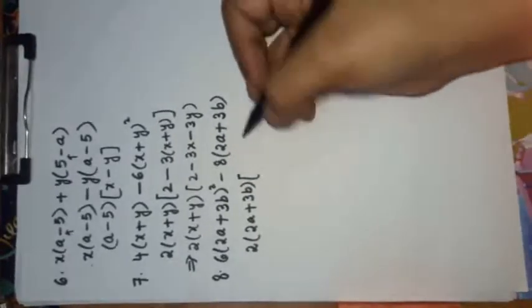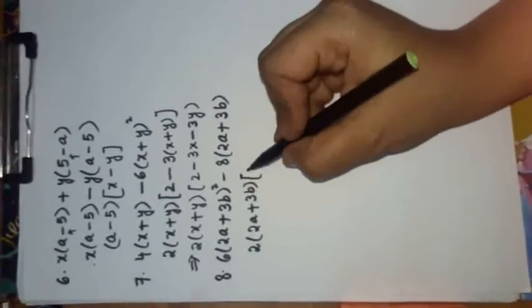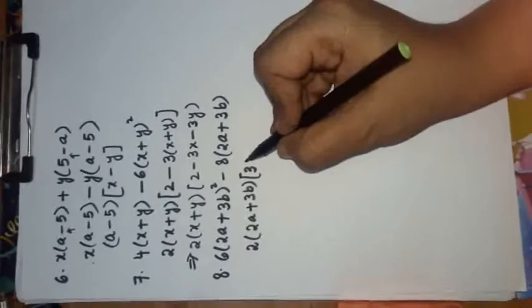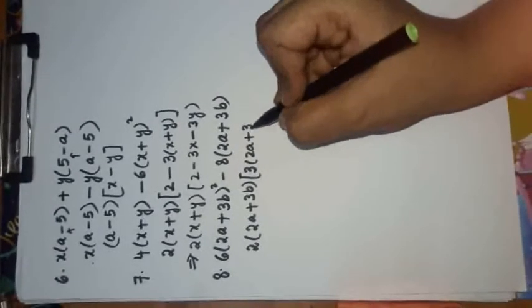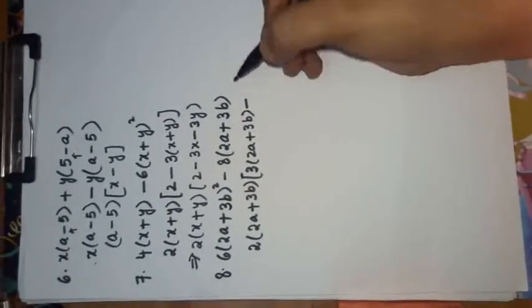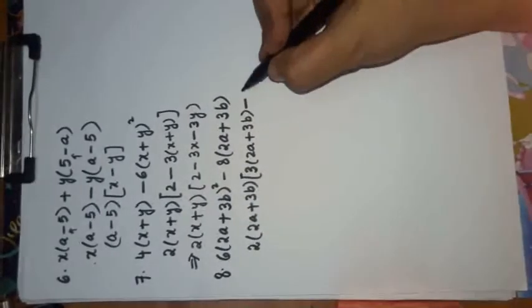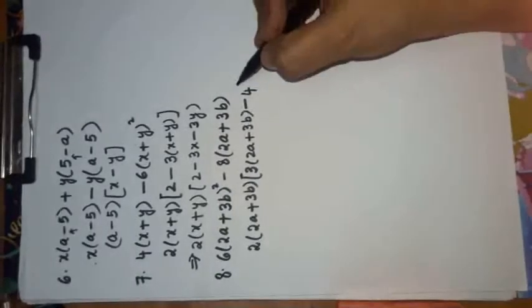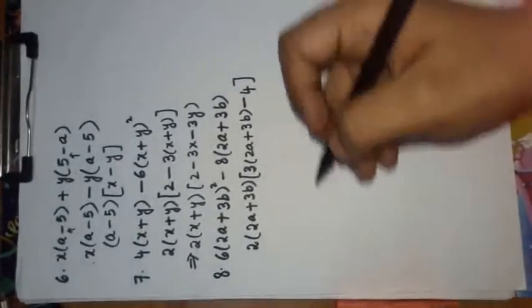Then after that, whatever is remaining, 2 into what will be 6? 3. 2 3s are 6. Then 2a plus 3b, 1 you have taken. So 1 is remaining, that is 2a plus 3b inside the brackets. Then minus 2 into what will be 8? 2 4s are 8. Here 2a plus 3b already we have taken in the brackets. So this much is remaining.